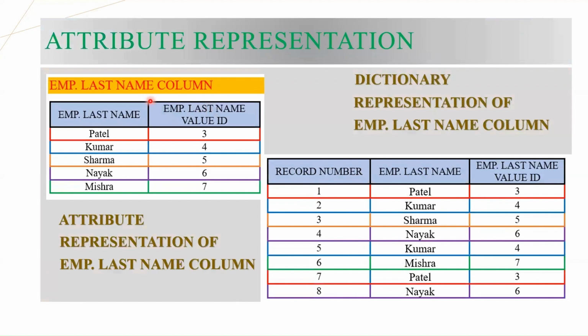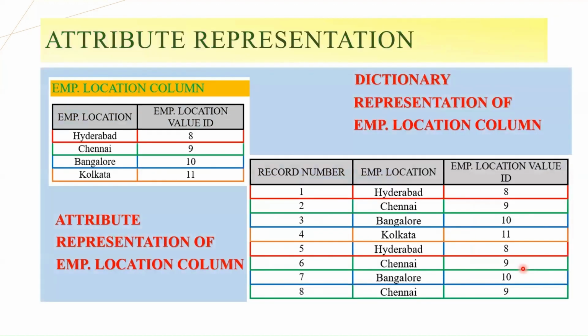Similarly, in case of employee last name column, we can see integers deriving from dictionary representation to attribute representation and replacing this with integer values. And also for employee location column also the same works. And in all these 3 cases, we are not deleting the original data. We are just compressing and converting into integers for fast processing.